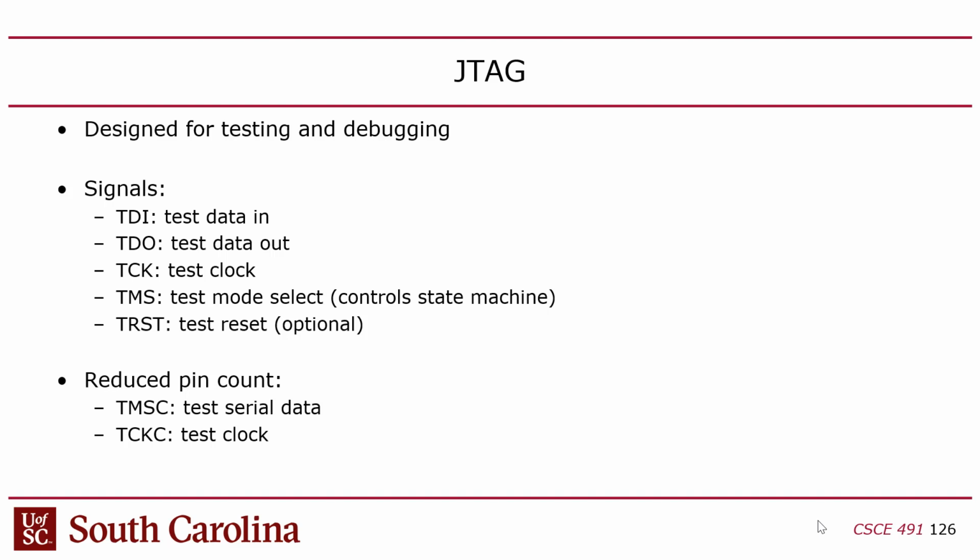JTAG was developed I think in the 70s, and the idea is that when you make a chip, you need a way to basically read out the internal state of the chip, or set the internal state of the chip, right? Think of it like a software debugger where you can go in and inspect what's going on inside the state of the program. That's what JTAG is for.